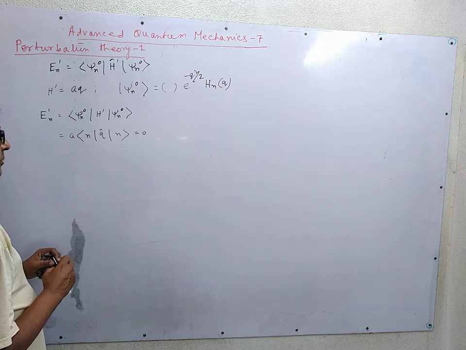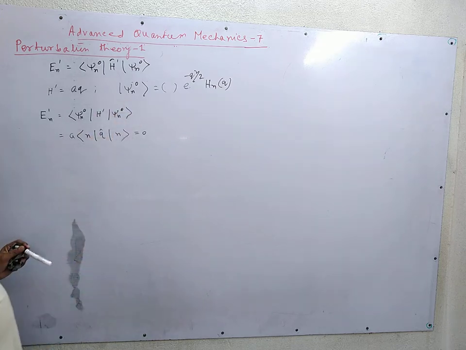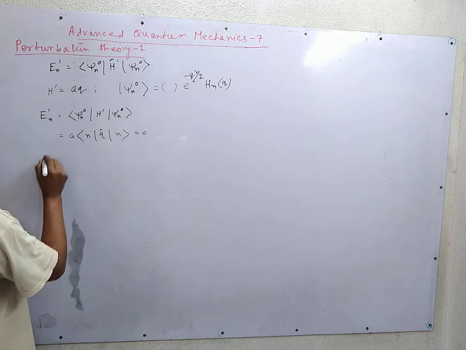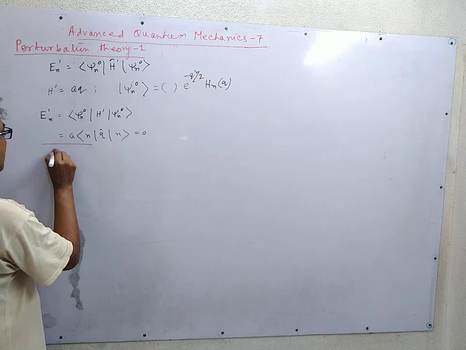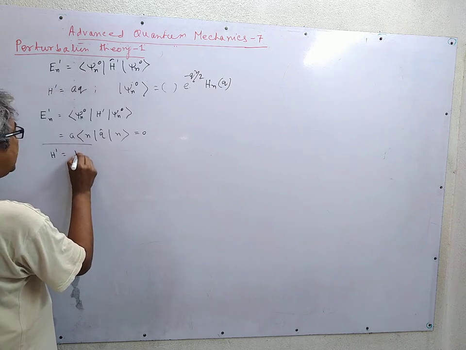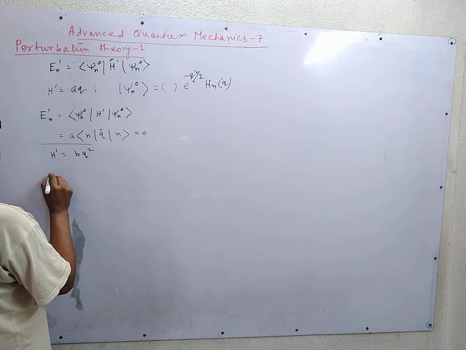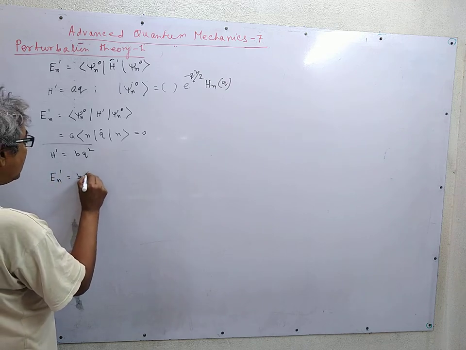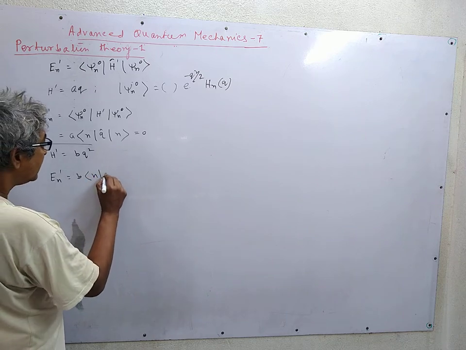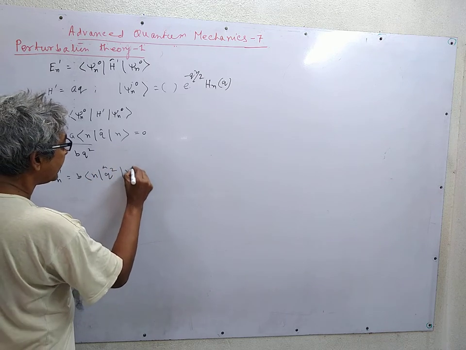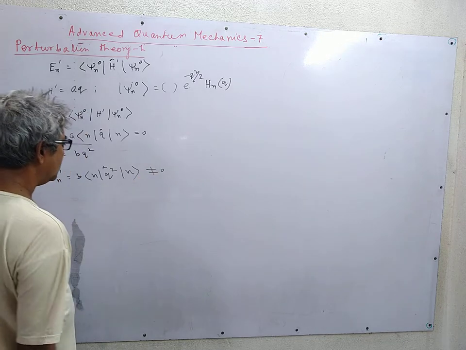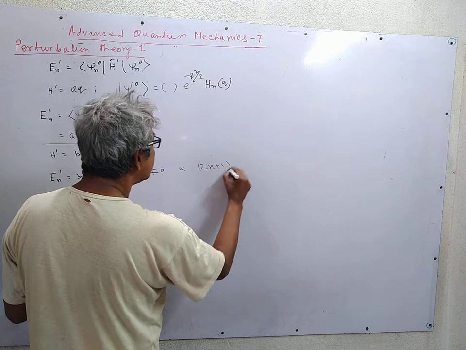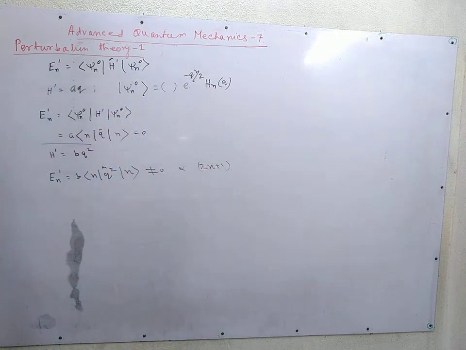If we consider the perturbation to be x square, then it will have a certain term. If we consider the perturbation to be equal to b q square, then the corresponding change in energy, first order energy, will be b times n q operator square n, and we know that this value is non-zero. Basically this is proportional to 2n plus 1. This is the correction.